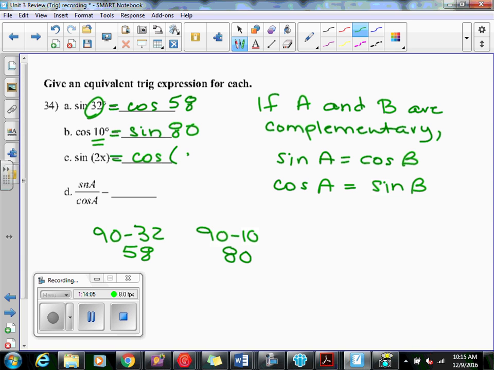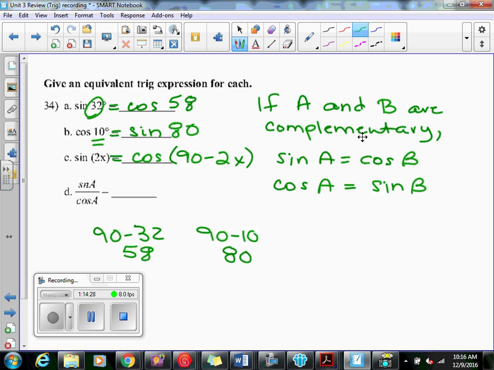Thank you. 90 minus 2x. I was going to say 88. Don't, because there's an x in there. Not 90 minus 2, it's 90 minus 2x. So the sine of 2x is equal to the cosine of 90 minus 2x. And make sure you put that 90 minus 2x in parentheses just like I did.